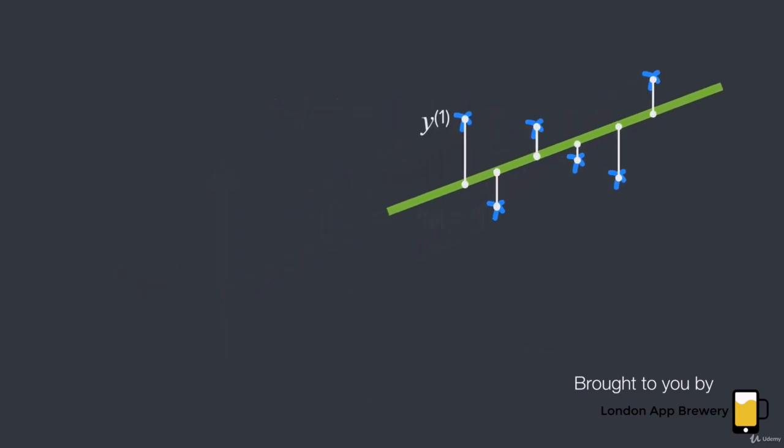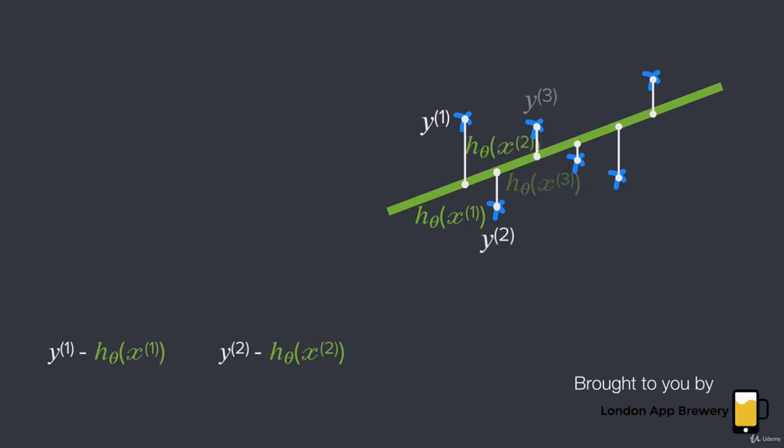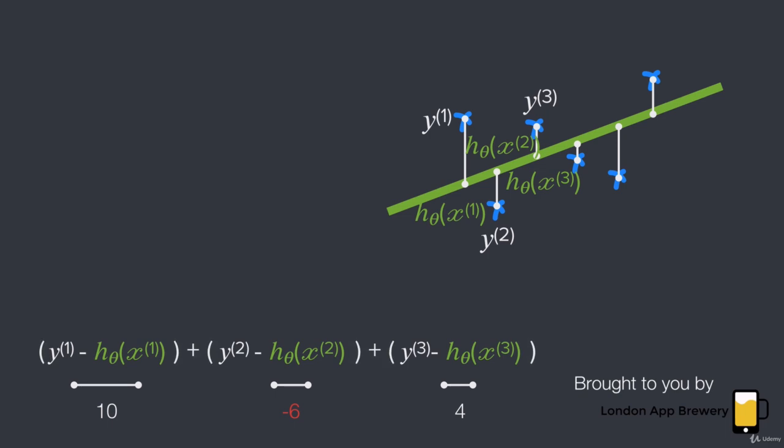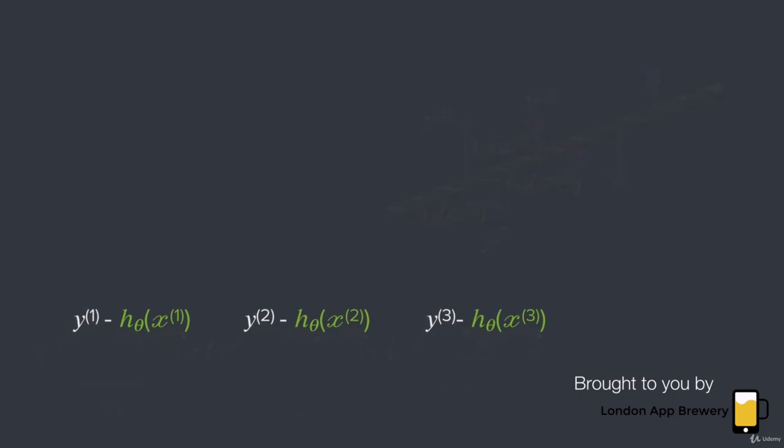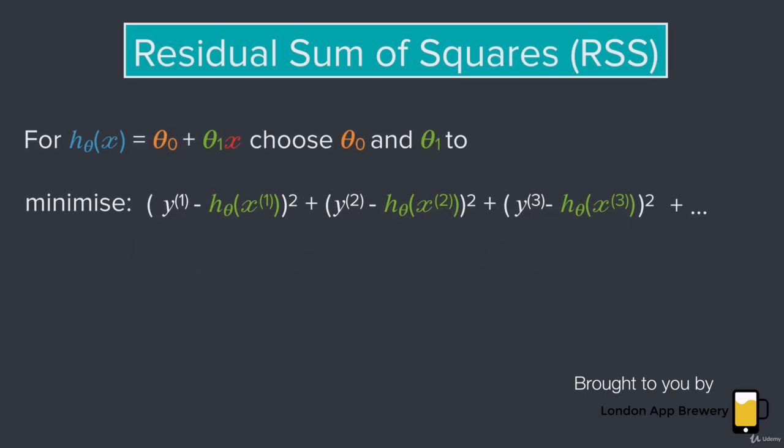And in this case, the number is going to look like this. What we're going to do is add up all the differences between the line and the data points. So the first difference might be 10, the second difference might be -6, the third difference might be 4. But because a data point below the line will have a negative value, right? That -6, what we're going to have to do is square them. So we're going to square all these differences and then add them up. And now we've got a single number.